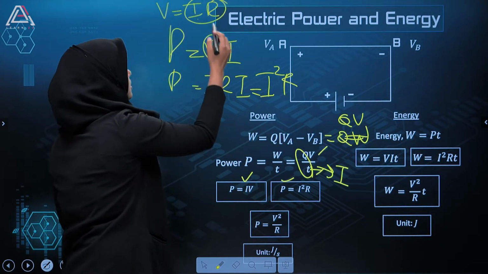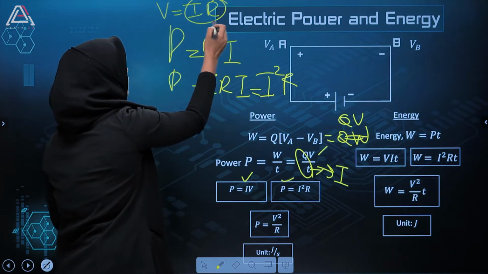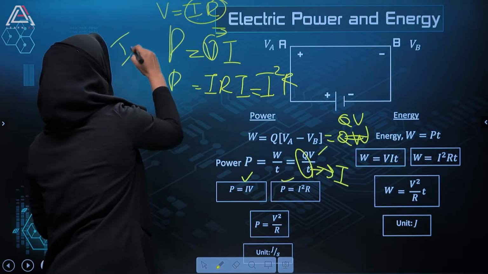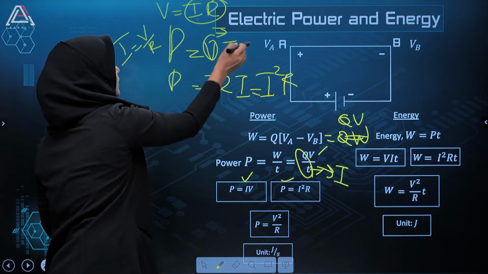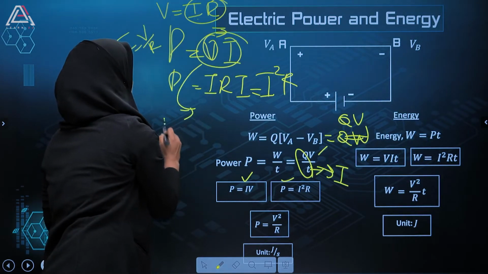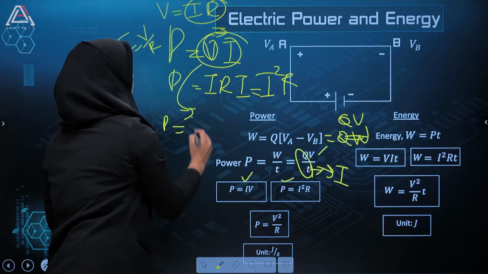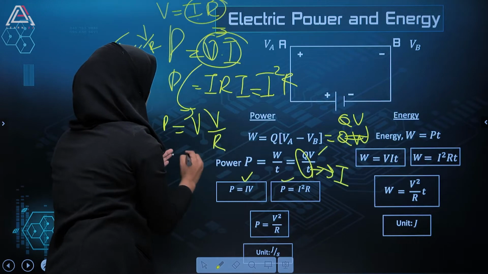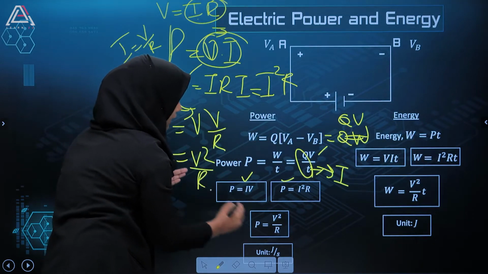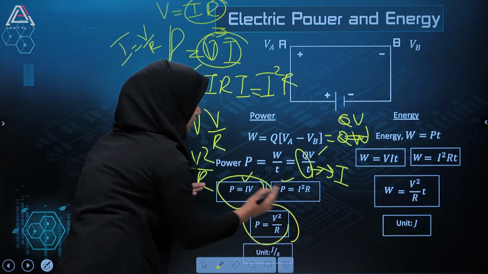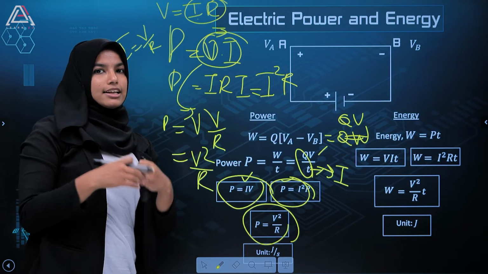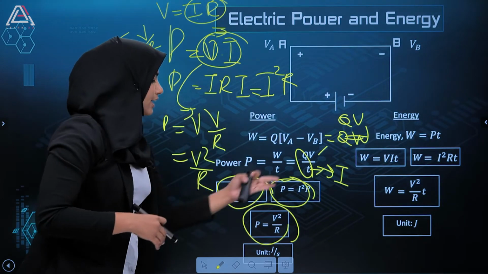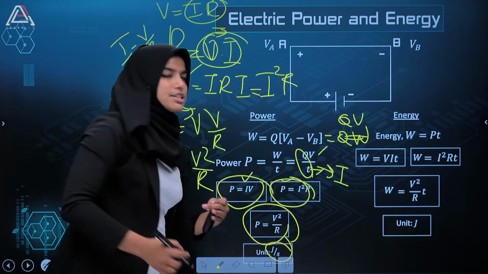Also, from this equation, I can write I equal to V by R. So this equation turns out to be P equal to V, instead of I, V by R. So the equation becomes V squared by R. That is the third equation. These are the three equations of electric power, which is work by time. So the unit is joule per second.